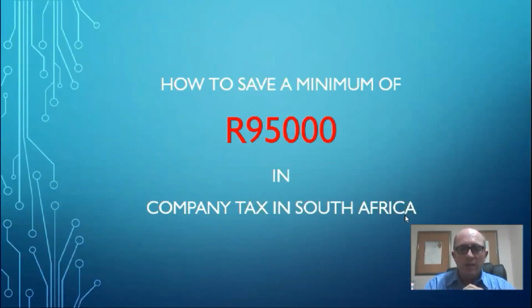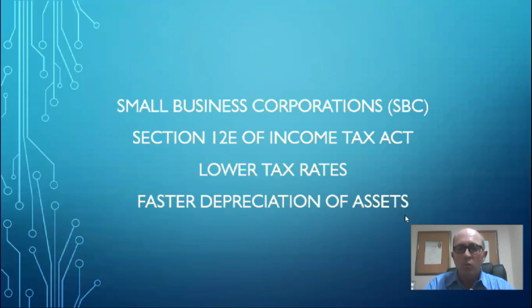Well, without further ado, let me jump to my computer and then I'll show you exactly how this is done. So in this slide, I'm going to show you exactly how to save 95,000 Rand in company income tax in South Africa. In our Income Tax Act, there is a section where they talk about small business corporations. The specific section in the Act itself is Section 12E of the Income Tax Act.